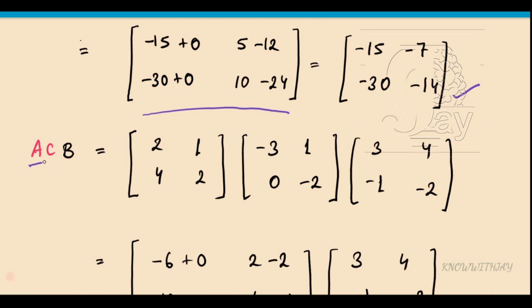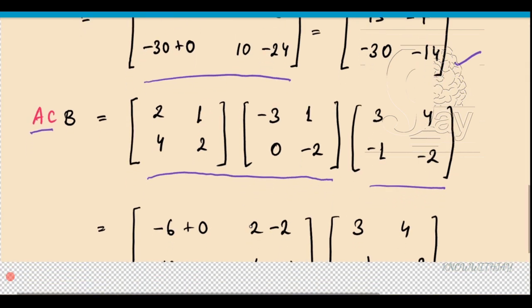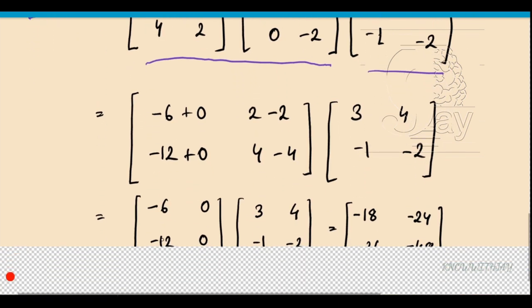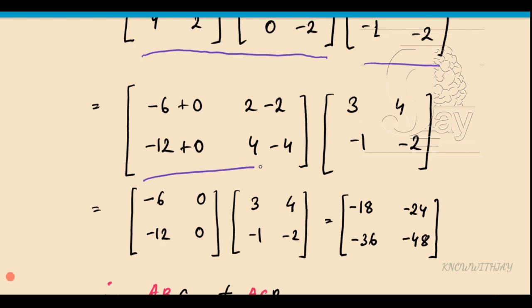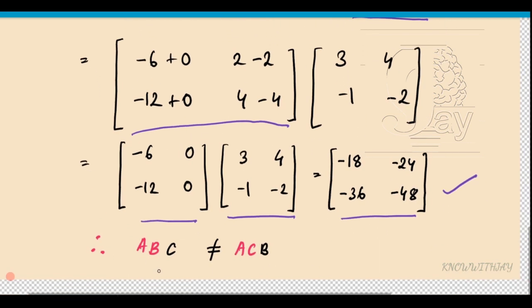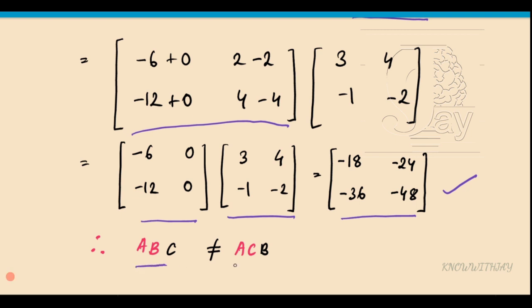Similarly for ACB also, we multiply AC first and then the product with B. So this is our matrix A and C, and this is B. So we'll find the product of AC first, and after multiplying, this is the product. Again, this product to be multiplied with the next matrix. So this is AC and this is B. So this is ACB. Minus 18, minus 24, minus 36 and minus 14. So we can see that ABC and ACB are not equal.